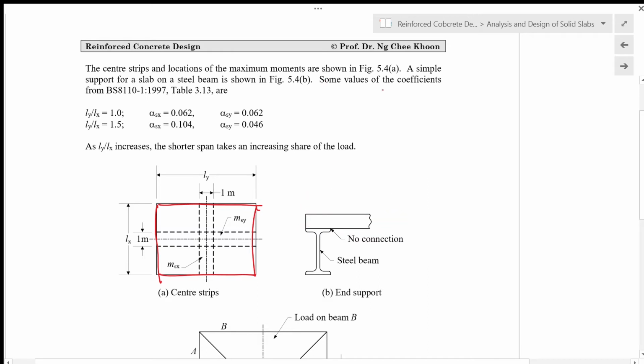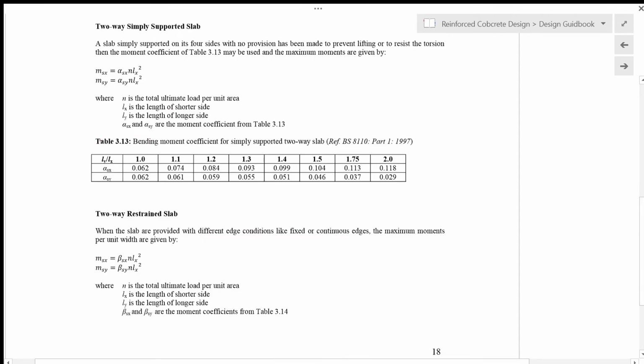Some values of the coefficients from BS 8110 Part 1 1997 table 3.13 are given here. In the design guidebook you can refer to table 3.13 from BS 8110 Part 1 1997. Here it gives alpha SX values for different Ly over Lx values, and also alpha SY values for different Ly over Lx ratios.